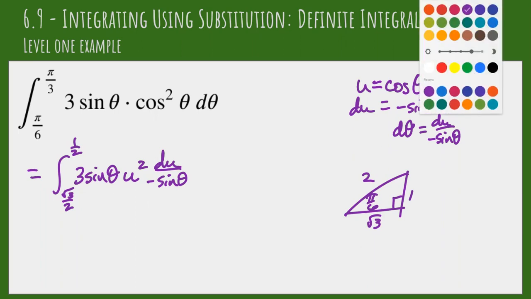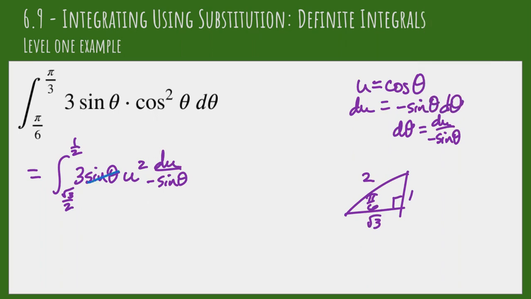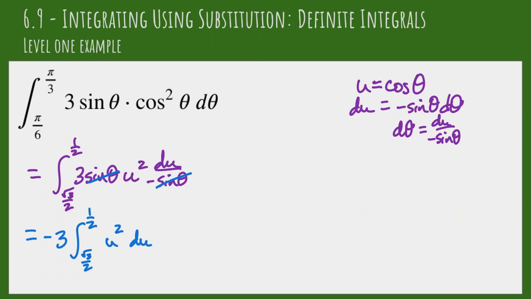And we can simplify the signs. So sine of theta cancels with sine of theta. That negative can go with the 3 and go out front. So this is going to be negative 3 times the integral from square root of 3 over 2 to 1/2 of u squared du.